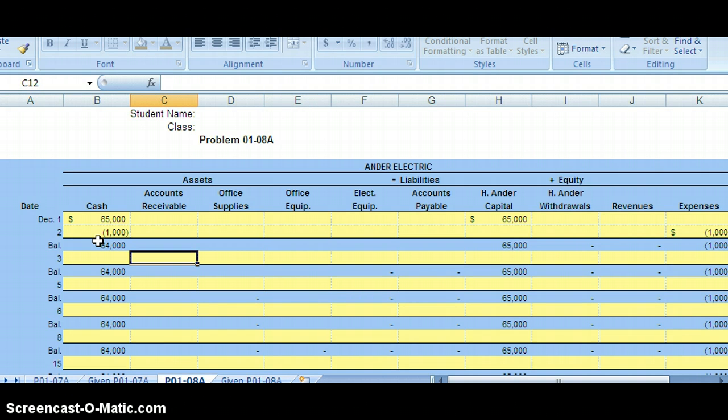So let's go to December 3rd. The company purchased $13,000 of electrical equipment by paying $4,800 in cash and paying $8,200 in 30 days. So they're going to make a promise to pay. We have three different accounts that we're going to have to affect here. First is the $13,000 for the equipment, so we're going to put that in first.